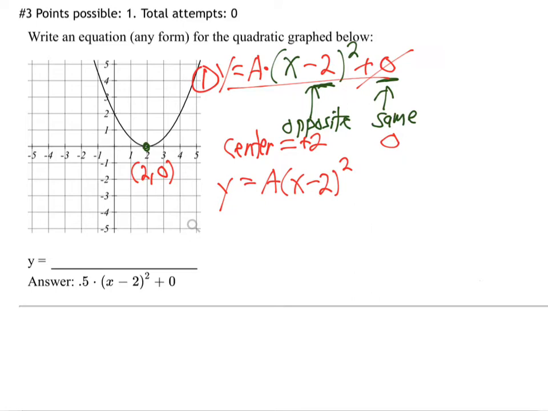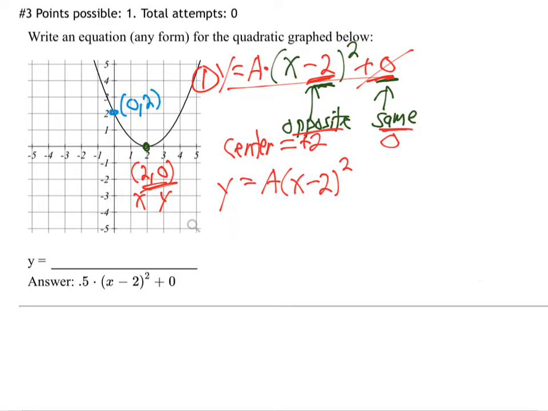So step 1, we just do opposite, same of the center. The x value of the center is the opposite next to x. The y value of the center goes off to the right. Opposite, same for the parentheses squared. Now, how do we find a? Well, probably the best thing is just to go over here and use the y-intercept.